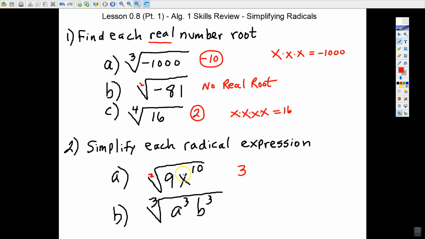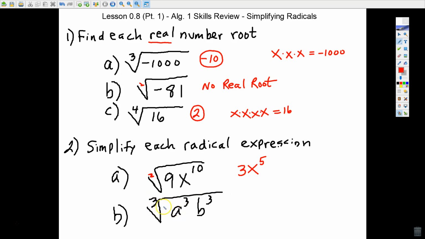When it comes to variables, here's how you can simplify the variables. If you'll look at the exponent for the variable and divide by the index or the root, you will get the exponent for the simplified expression. So the square root of x to the 10th, just think exponent would be 10 divided by 2, which is 5. Okay, and that becomes the simplified form of that radical expression.